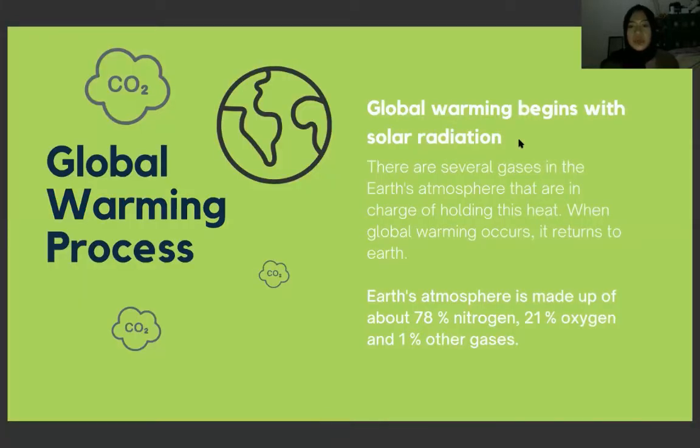As we know, our Earth's atmosphere is made up of 78% nitrogen, 21% oxygen, and 1% other gases. The global warming process begins with solar radiation. There are several gases in the Earth's atmosphere that are in charge of holding this heat. When global warming occurs, it returns to Earth.